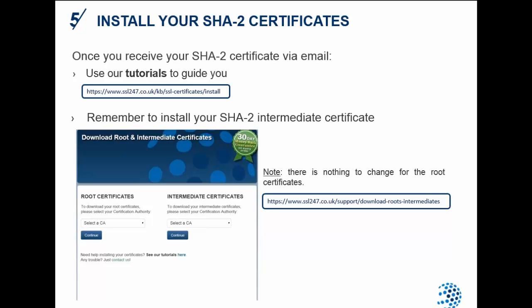You can install your SHA-2 certificate via the installation help that we provide in the tutorials on the website. Please do remember to install your SHA-2 intermediate certificates. If you still have the SHA-1 intermediate certificate, it will throw up an error and you'll still have problems. You can find SHA-2 intermediate certificates in the fulfillment pages which we send out, or you can download root and intermediate certificates from our website.